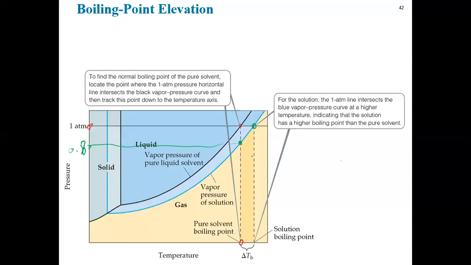You have to increase the temperature. As you increase the temperature, the vapor pressure of the solution goes up, until it gets to 1 atm. So to get to 1 atm vapor pressure for your solution, your temperature should be here. This will be the solution's boiling point. You can see the temperature increases, and that's the reason we have boiling point elevation. Delta TB tells us how much the temperature, in Celsius or Kelvin, is elevated because of the non-volatile solute added.